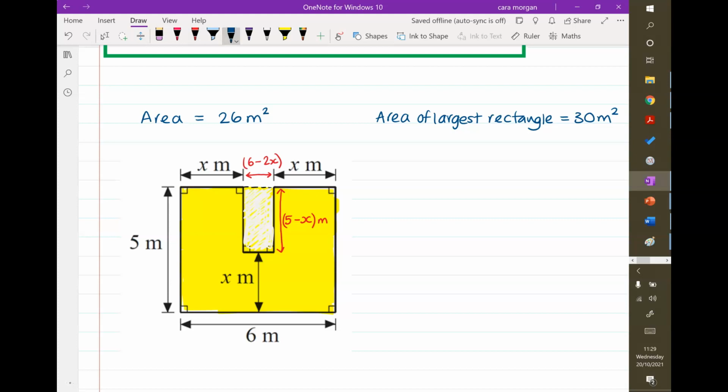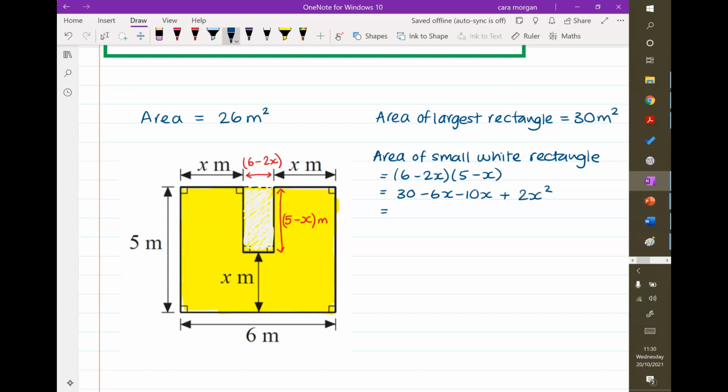So I think what I'm going to do, therefore, is find the area of this small white rectangle. I'm going to find the area by doing 6 subtract 2x multiplied by 5 subtract x, which is 30 minus 6x minus 10x plus 2x squared. Just tidy that up. I've got 30 subtract 16x add 2x squared.